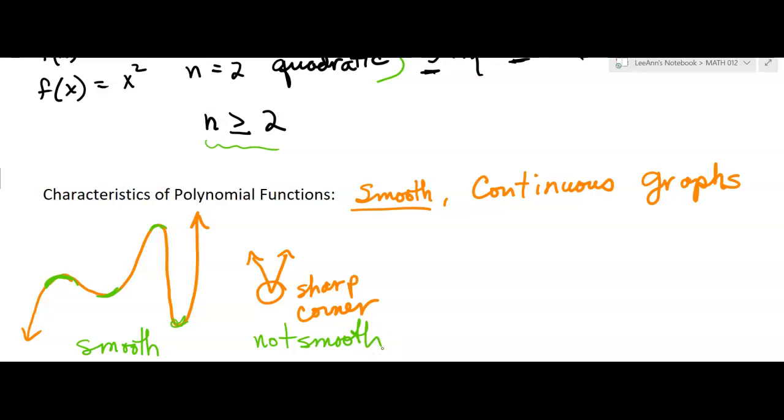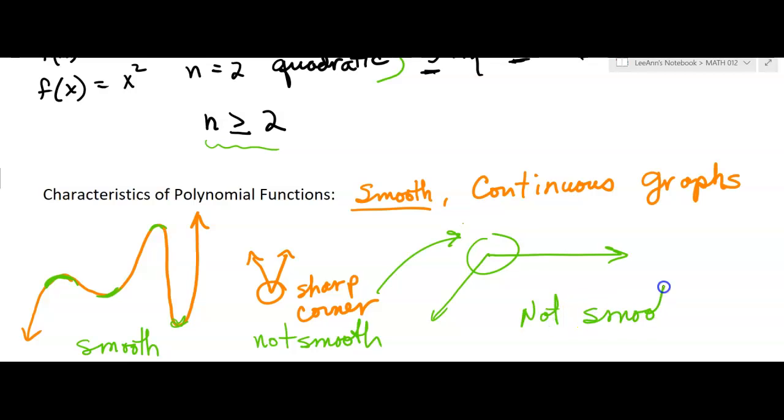You could also have something like a graph that comes up and then goes constant, right? So it's linear and then it goes constant. This would not be smooth. So that's another sharp corner, and this is not smooth. So it's not a polynomial graph. Okay, so no sharp corners. Polynomial functions, they graph, and they don't have sharp corners. They're smooth curves.